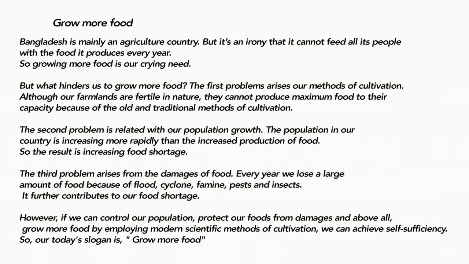The third problem arises from the damages of food. Every year we lose a large amount of food because of flood, cyclone, famine, pests and insects. It further contributes to our food shortage. However, if we can control our population, protect our foods from damages, and above all, grow more food by employing modern scientific methods of cultivation, we can achieve self-sufficiency. So, our today's slogan is grow more food.